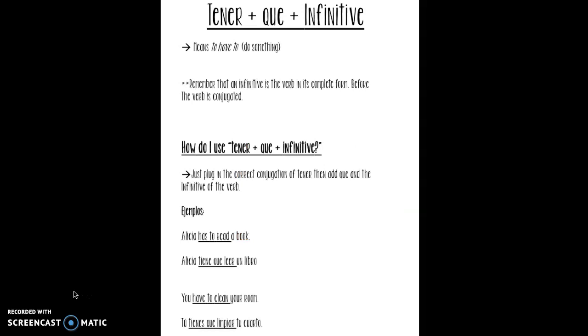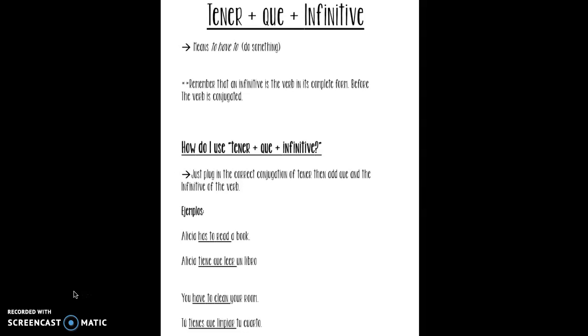Next, we have our tener que plus infinitive. So hopefully you guys were able to watch the video that I had assigned for you. Remember, tener que plus infinitive, it means to have to and then do something. So you would fill in whatever it is that you have to do. So one thing that's really important, we need to remember that infinitive is the verb in its complete form. So it's the verb before the verb is even conjugated. It still has the AR, ER, or IR on the end.